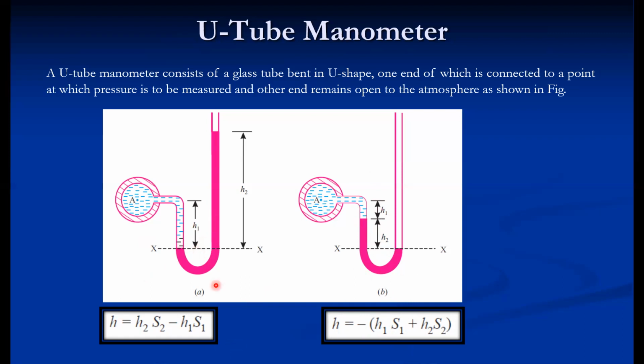So this is the U-tube manometer, which is mainly used for measuring pressure at a particular point. And it overcomes all limitations of the piezometer. That's why it is extensively used in most systems for measuring pressures.